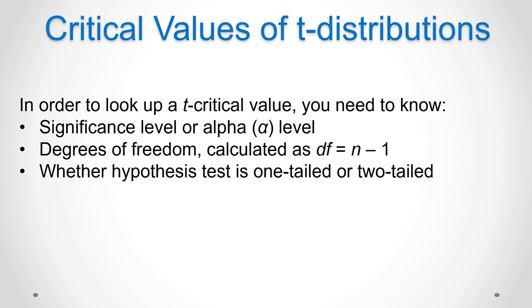In order to evaluate the t-statistic from a hypothesis test, we will need to look up a t-critical value from the t-distribution table in Appendix B or in Canvas modules. You will need to know the significance level or alpha level, degrees of freedom calculated as df equal to n minus 1, and whether the test is a one-tailed or two-tailed hypothesis test. If the absolute value of the obtained or calculated t-statistic is larger than the absolute value of the t-critical value from the table, you can reject the null hypothesis.